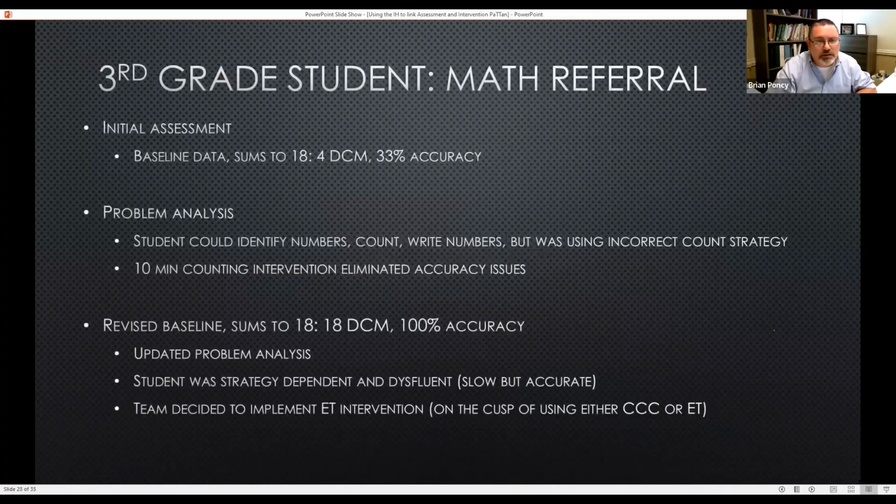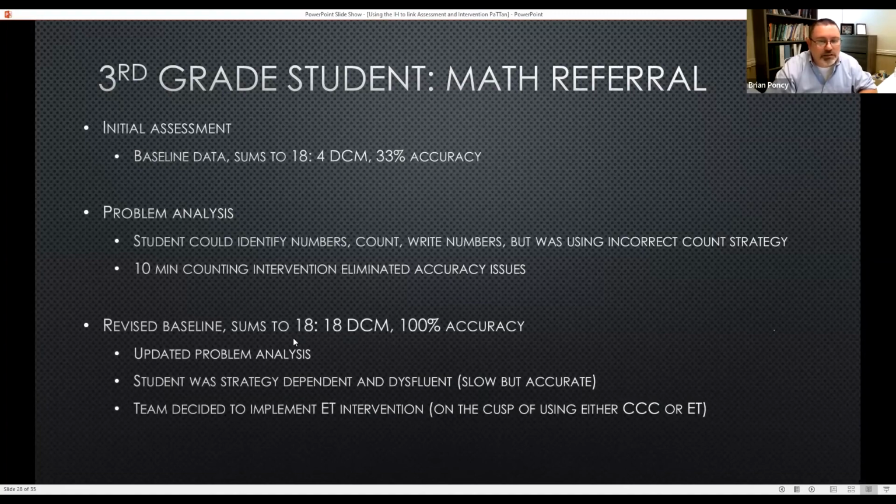Okay, so here's a case study. My case was a 3rd grade student, referred for testing. Initial assessment, sums to 18. The child was at 4 digits correct per minute with 33% accuracy. All right, so the problem analysis: the student could identify her numbers, she could count, she could write. She was just using an incorrect counting strategy. So we did a quick 10-minute counting intervention. She was counting from the wrong number, was all. So we fixed that. It took 10 minutes.